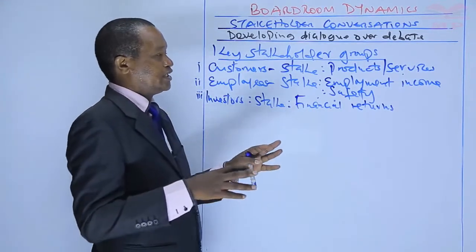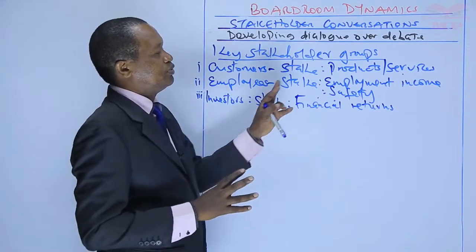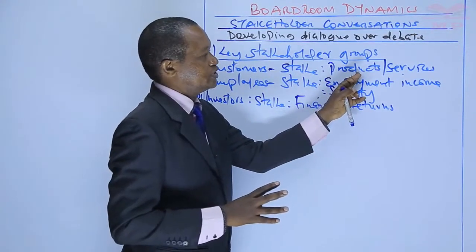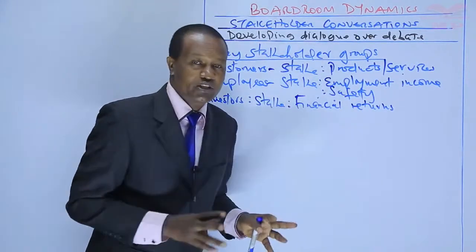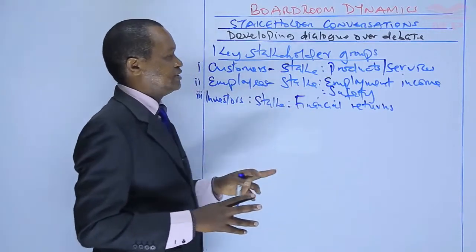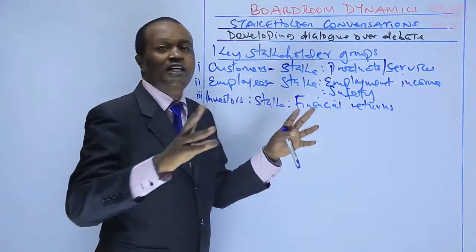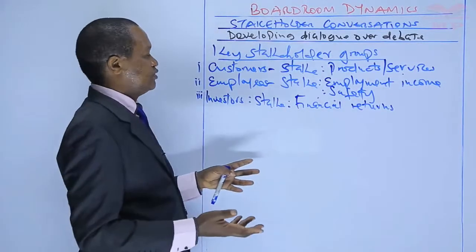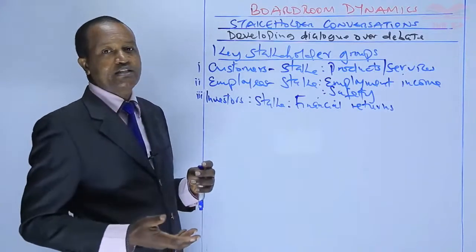A company requires financial resources to produce goods and services. It requires financial resources to pay employees. It requires financial resources to buy assets. So the resources are provided by the investors.